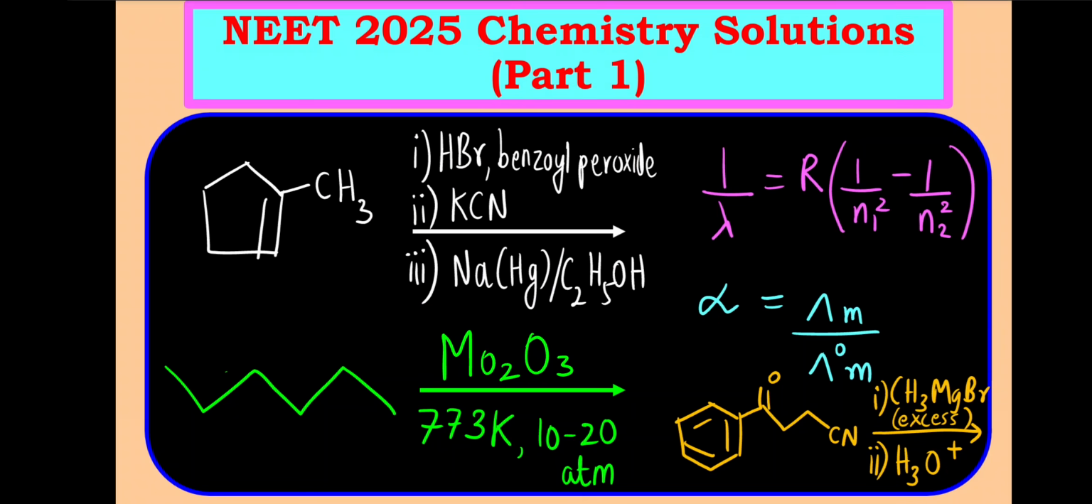So in this video, we are going to solve some of the questions that were asked in the NEET 2025 chemistry paper. This is the chemistry section that we are going to solve. This will be part 1, which will cover some of these questions, and in the next video, we'll cover the remaining questions.